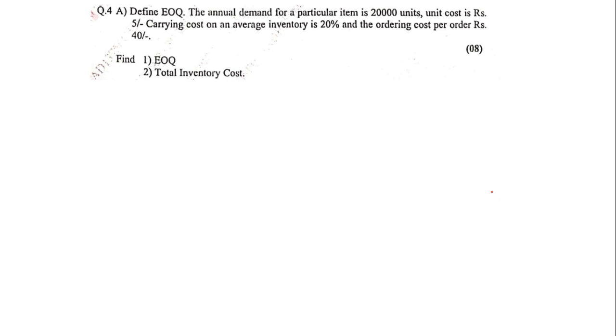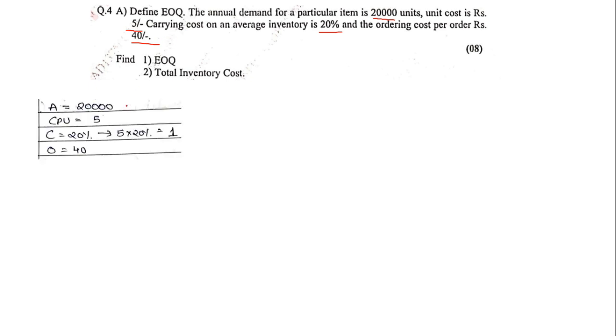Now let us see how to solve such a sum. First, we'll note down what has been given to us. Annual demand is 20,000 units. The unit cost is ₹5. Carrying cost is 20% and ordering cost is 40. Based on this data: annual demand 20,000 units, cost per unit is 5, carrying cost is 20% of 5, which becomes 1 rupee, ordering cost is 40. Now, first we need to find the EOQ.